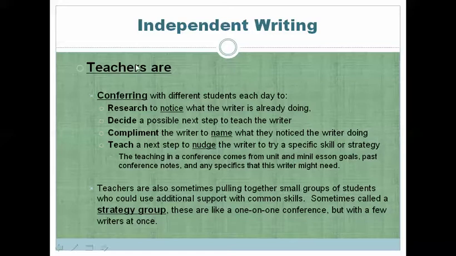During this time, teachers are also sometimes thinking about ways to use their time effectively, and a strategy group is one way that teachers are finding this to be helpful, where it's really a conference with a few students. We're pulling together a few kids at a time who all need support around a common skill. And these strategy groups go very much like a conference. Hey guys, I've pulled you together because I've noticed this that you're already doing in your writing. Keep doing that. And I want to show you one more thing you could try.